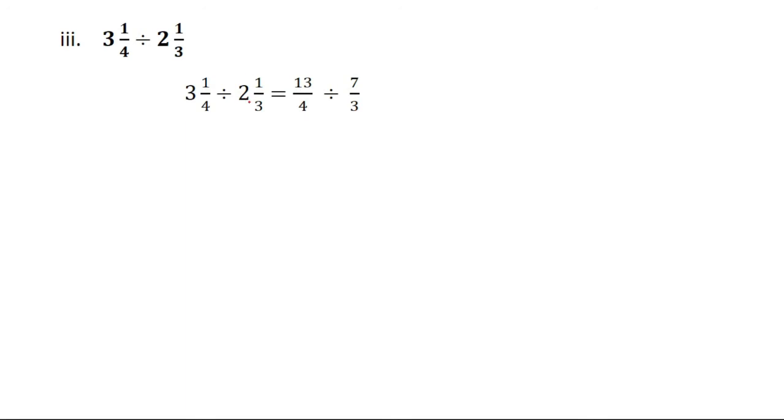If you convert this, you are going to have 3 times 2, which is 6. We add that to this 1, which is 7. So 7 over 3, as we have here.